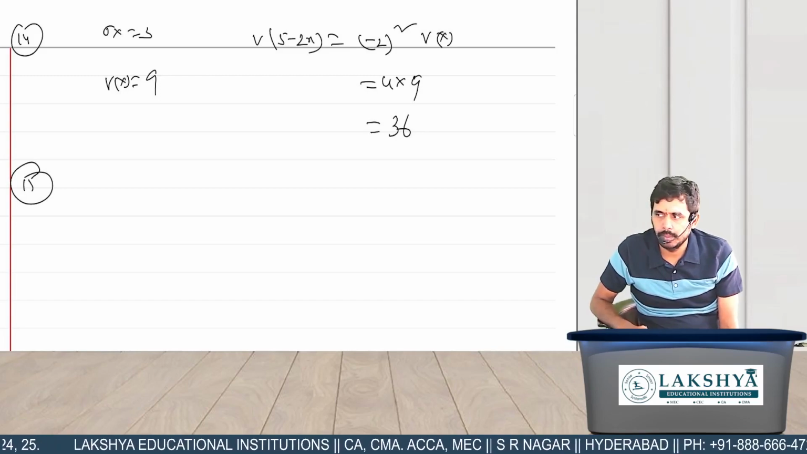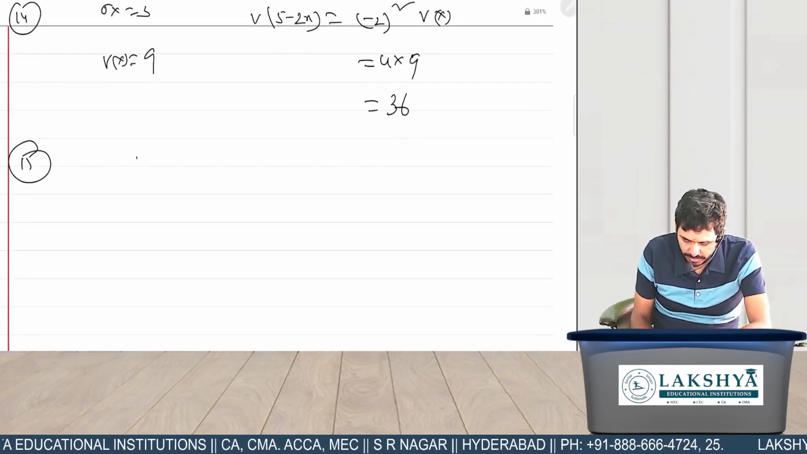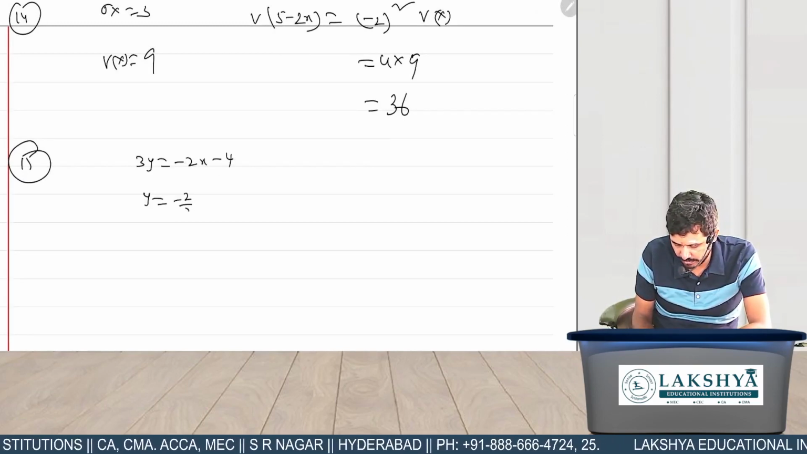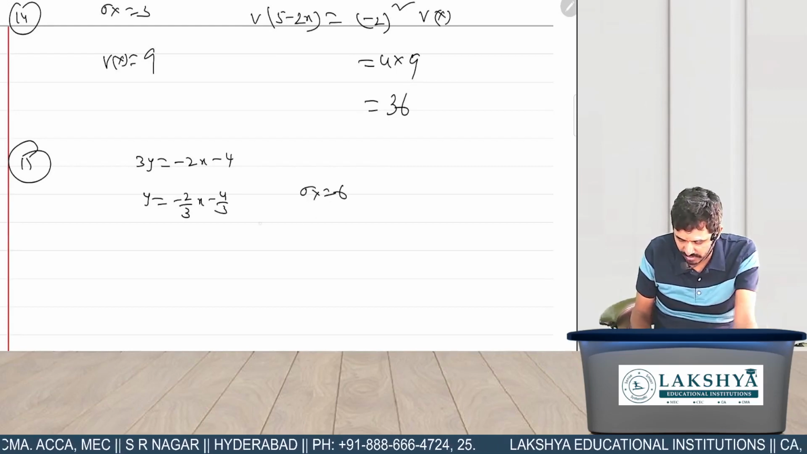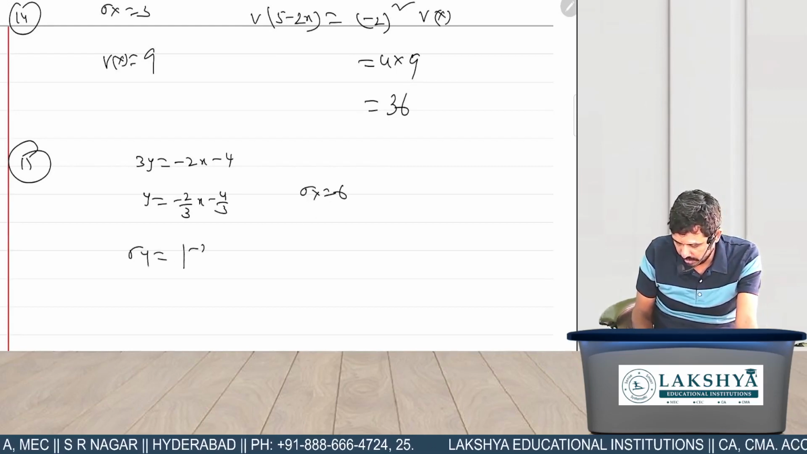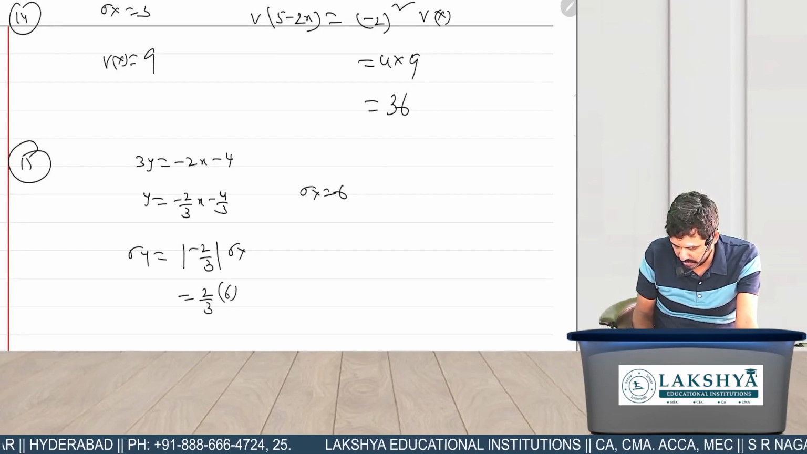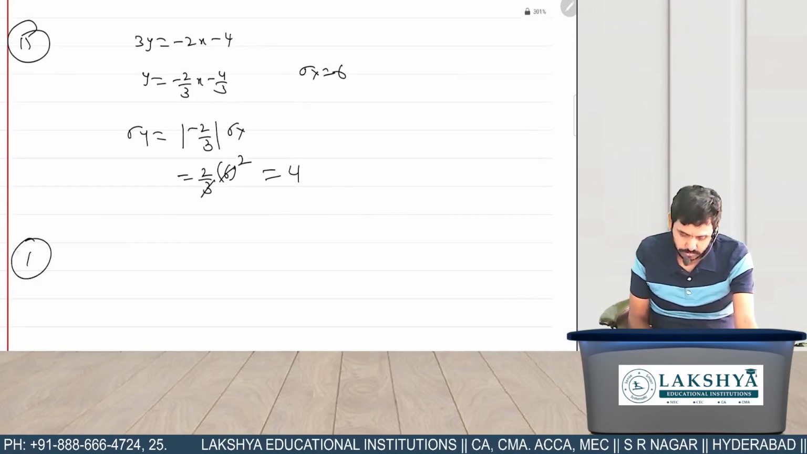Okay na? Following? Next, problem number 15. X and y are related by 3y is equal to minus 2x minus 4. Y is equal to minus 2 by 3x minus 4 by 3. Standard deviation of x is 6. What is standard deviation of y? Modulus of minus 2 by 3 into standard deviation of x. That is 2 by 3 into standard deviation of x, which is 6. 2 times cancel, which is equal to 4.